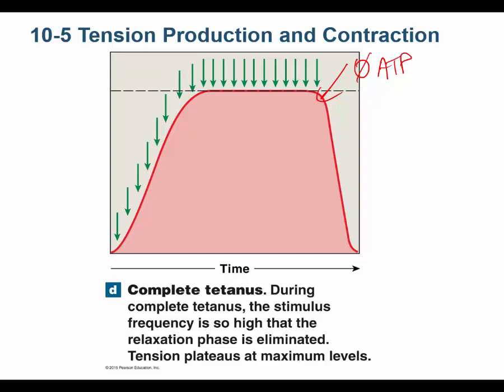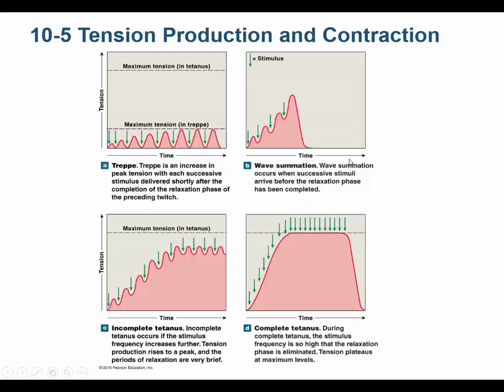Now, that's not to say that you can't have treppe with a myofiber. You certainly can have treppe with a myofiber. In fact, here's treppe with a myofiber. See, it contracted and it relaxed. That was all or nothing. And then you send it another signal and it contracted and relaxed. And the signal was fast enough where all the calcium wasn't pumped back into the SR. So the next signal, you already had some calcium in the cytoplasm. So then when you sent that signal, you bound more calcium, bound more troponin, which pulled the tropomyosin out of the way.